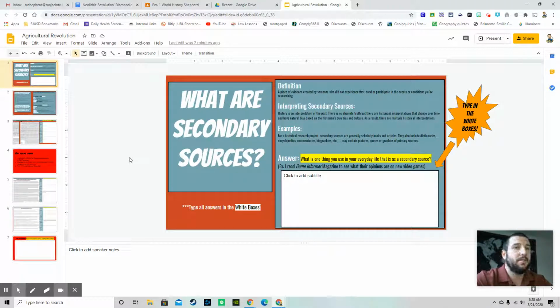Today, we're going to be looking at journal articles. So, start with this question: what is one thing you use in your everyday life that is a secondary source? An example of this is I read Game Informer to see their opinions on video games that have already been created. The video game being the primary source, the article on it being the secondary source.